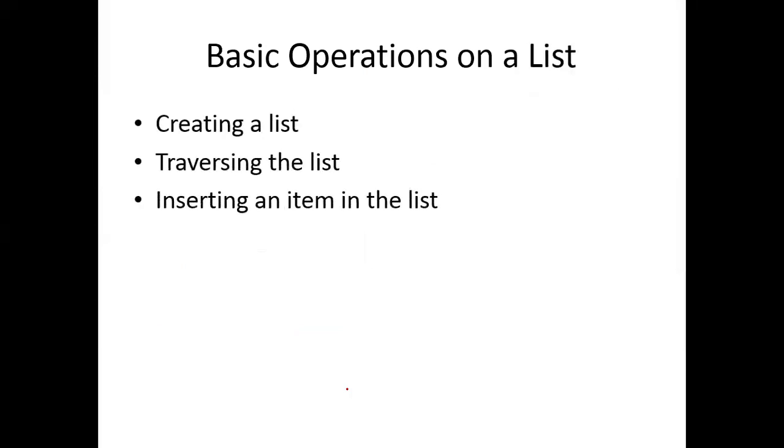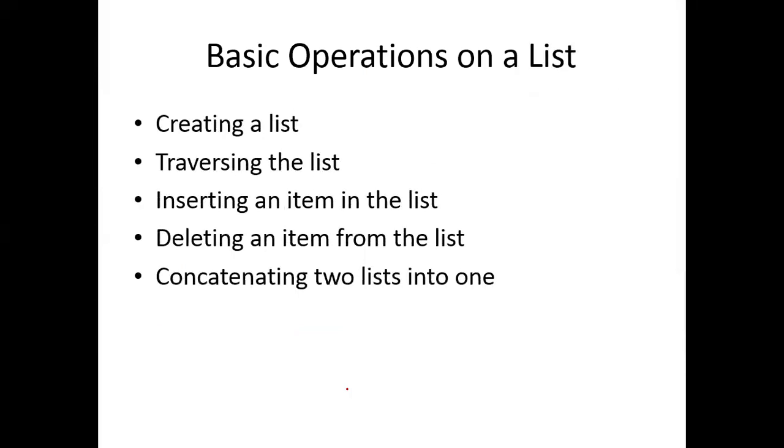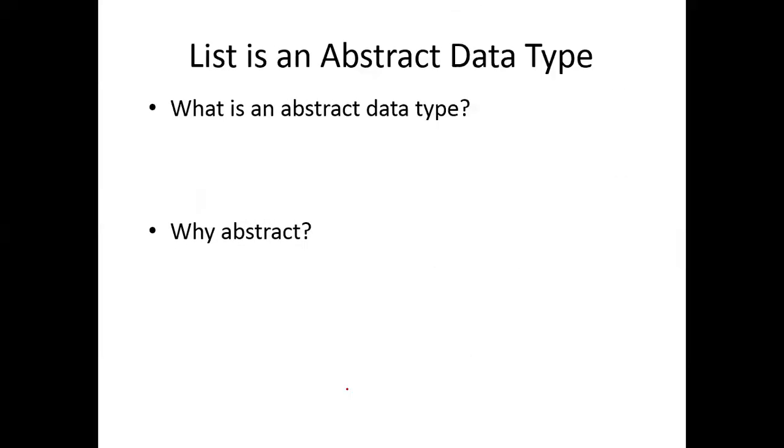Now we are going to see what operations are available on a list. You can create a list. Traversing means you travel from the start till the end. You can travel anywhere in the list. You can insert an item in the list, delete an item from the list, and also concatenate, that is, join two lists into one single list.